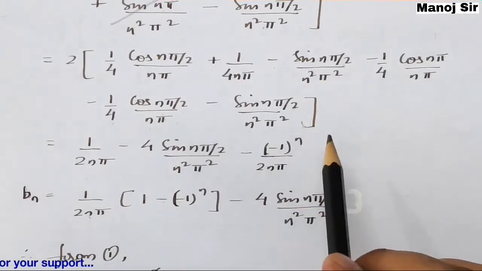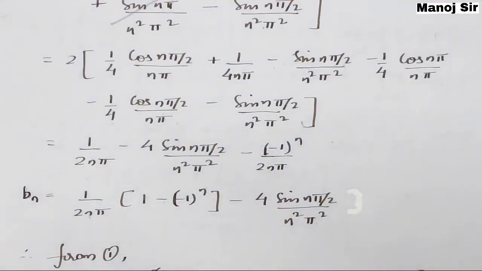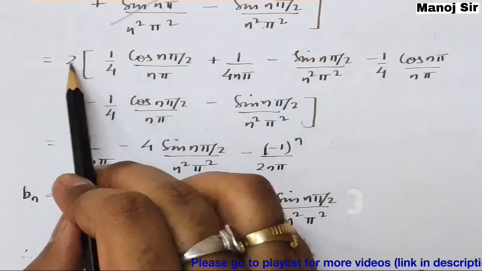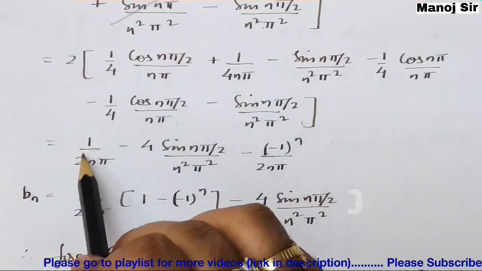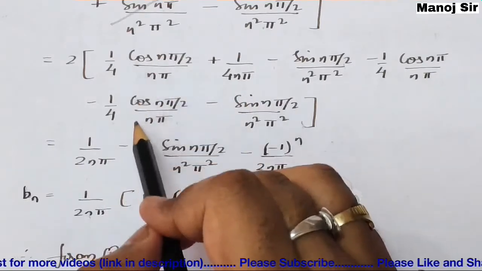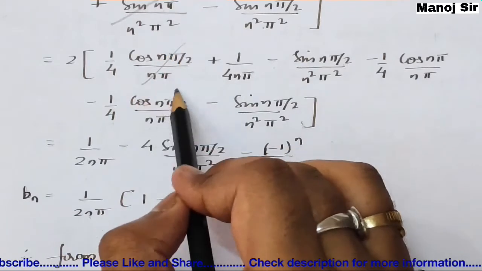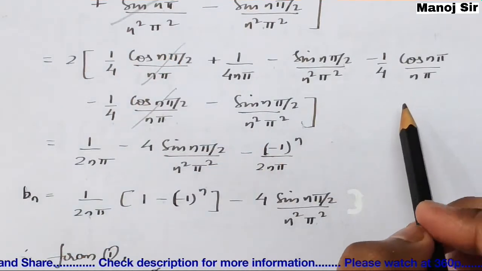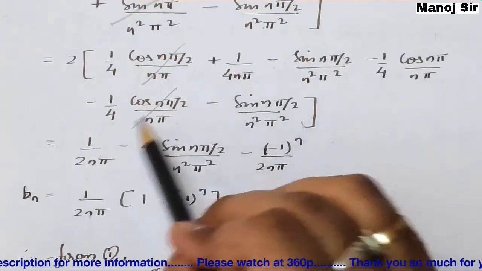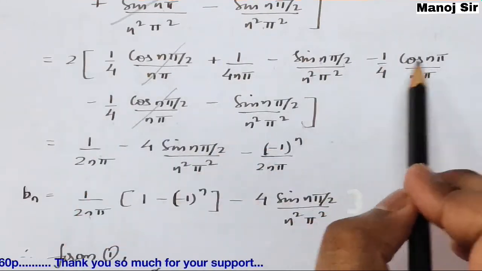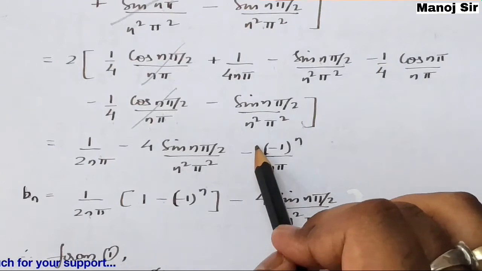Now come to this part, that is 2 into this. Okay, that is 2 into 1 upon 4 n pi will become 1 upon 2 n pi. Okay, and here you can see both the terms are common but opposite in sign, so these two parts will get cancelled. So finally we can say this part is here, these two parts are here, this part is left, that is 2 into this, that is minus 1 upon 2, minus 1 upon 2.